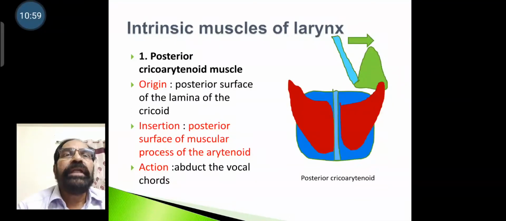Now we come to intrinsic muscles of larynx. We discuss three intrinsic muscles. One is the posterior cricoarytenoid muscle. You can see in the picture the origin of the posterior cricoarytenoid muscle is from posterior surface of lamina of cricoid. Insertion, it is into posterior surface of muscular process of arytenoid, that also you can see in the picture. And action, it abducts the vocal cords as shown.